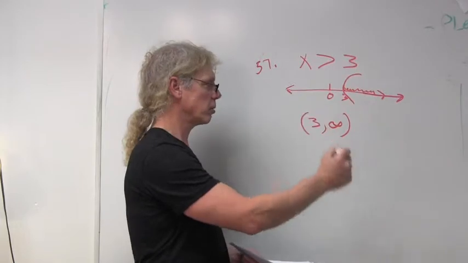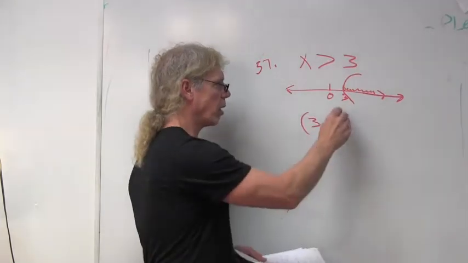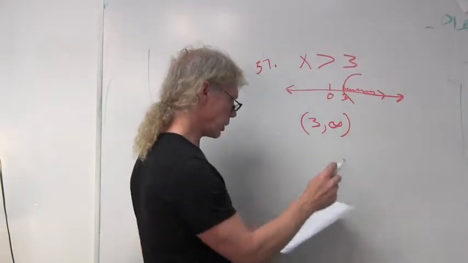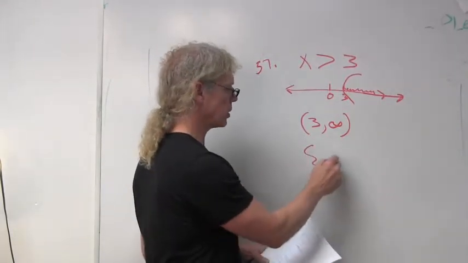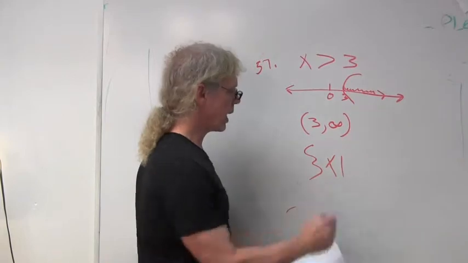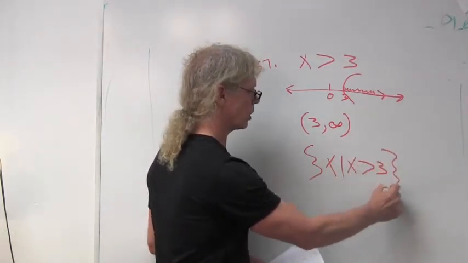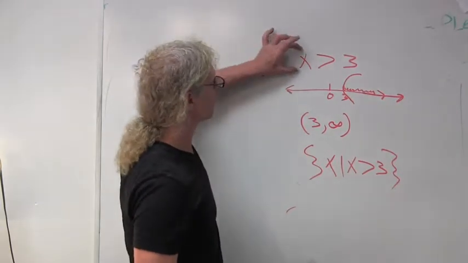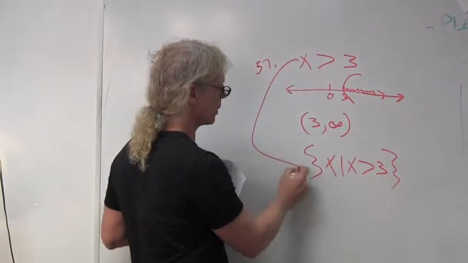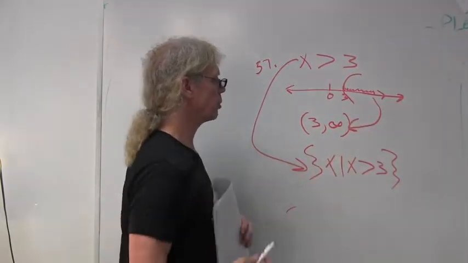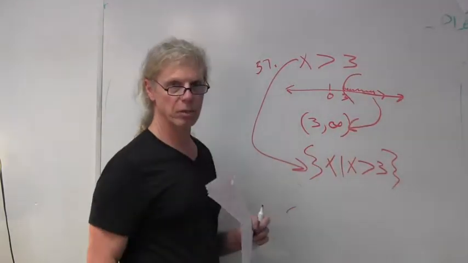And again, to repeat, whenever you see infinity, always use a parenthesis. So finally, set notation, our little curly brackets, x such that x is greater than 3, close curly brackets. The reason I like to leave this up here, this helps me write this, and the number line graph helps me write that. Okay, so that's number 57.